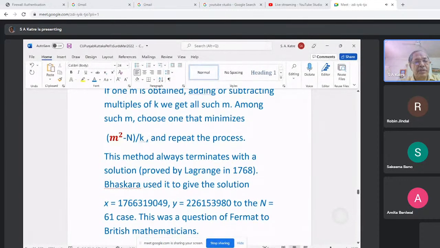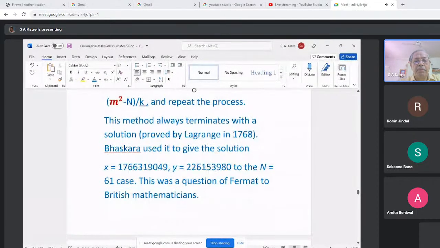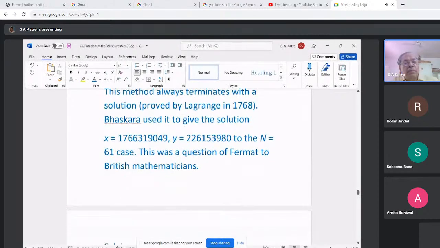So this process terminates, and for n equal to 61, see the smallest solution. Why did Brahmagupta give this problem? You cannot do it by trial, because the smallest solution is x equal to 1766319049, and y equal to 226153980. So it could not be solved by trial unless you have some method with you. That's why he gave this 61.